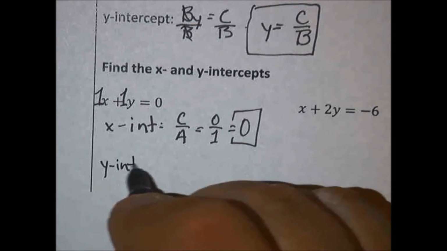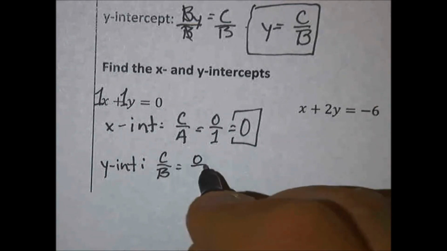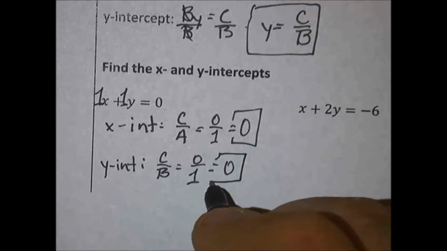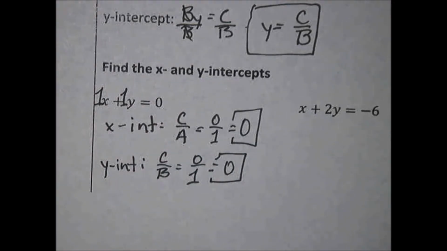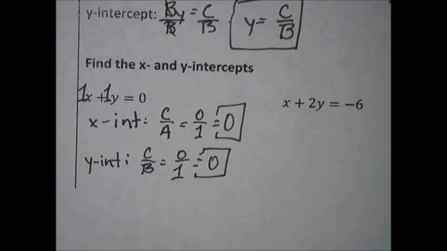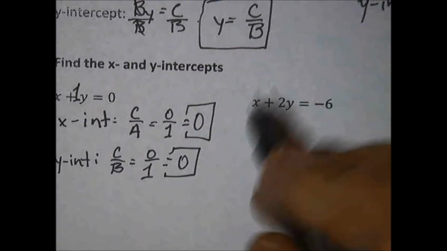Y-int, C over B. C is still involved, and it's actually the same setup. So we have an x-intercept of 0 and a y-intercept of 0. Kind of a boring line, but it's okay. It all works out in the end. Let's look at the next one here.